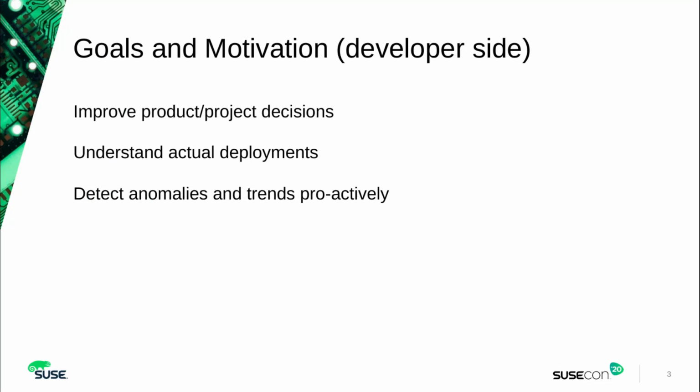Our goals and motivation as a development community are quite straightforward. We want to make better product and project decisions in the interest of our users and those that deploy and use Ceph. And to do that, we need to understand actual deployments in the field. We also want to be able to detect anomalies and trends proactively before they escalate to the point of being reported as bugs. So, say, being able to see the impact on average cluster performance of a newly deployed version.